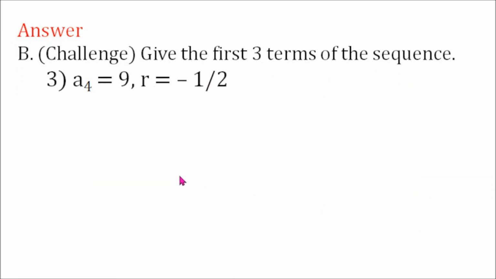And for number 3, a challenge question, I would like to discuss it with you. So give the first three terms of the sequence. A sub 4 is 9 and r equals -1/2. This is how we illustrate the problem. We are given the fourth term and we need to find the first, the second, and the third terms. Starting from 9, we are going to divide it by -1/2 to obtain its preceding term.